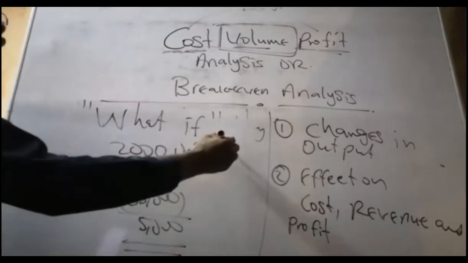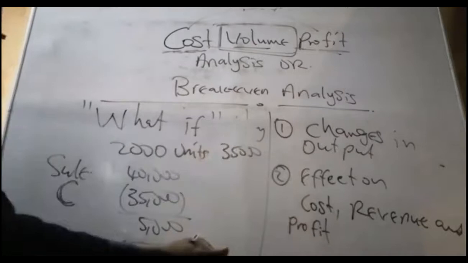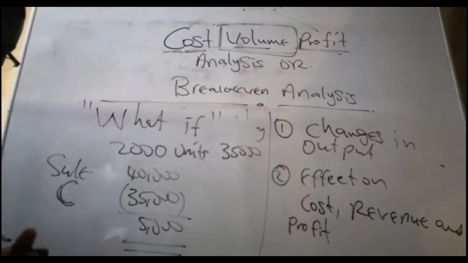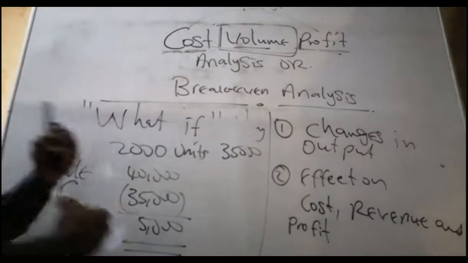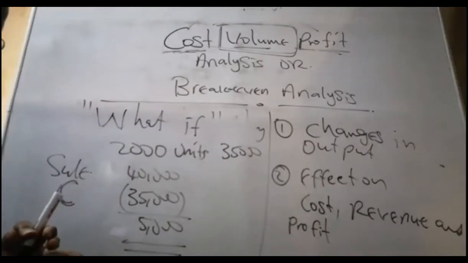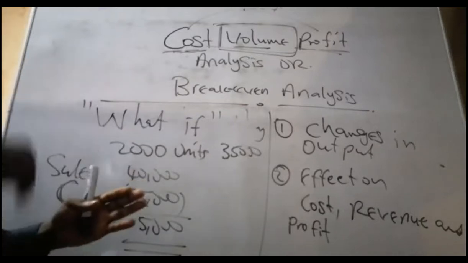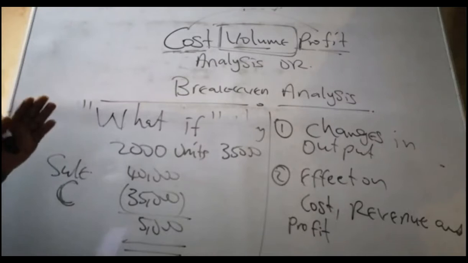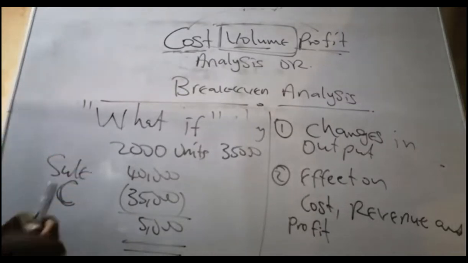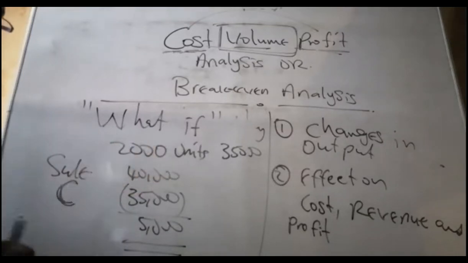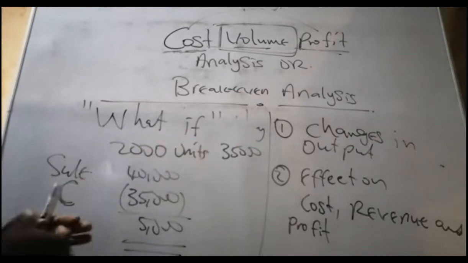What if we produce 3,500? What if we produce 6,000? What if we produce 7,000? So in your exam, your examiner will be moving you through outputs. What if they produce 6,000? What will be the effect on profit? What if they produce 10,000? What's the effect on profits? That is the game, and that's how they will structure the question. So in summary, CVP analysis simply means we're analyzing the changes in output, its effect on our revenues and costs. That's all.